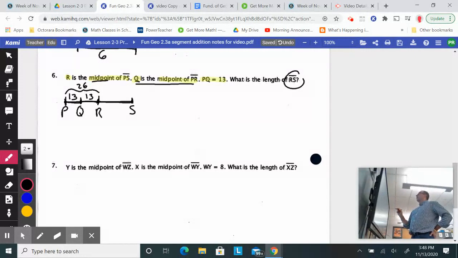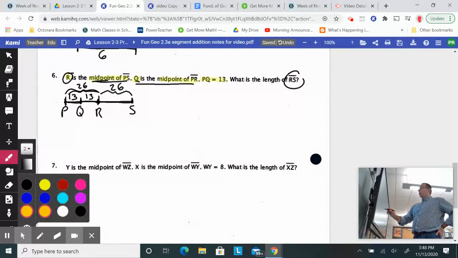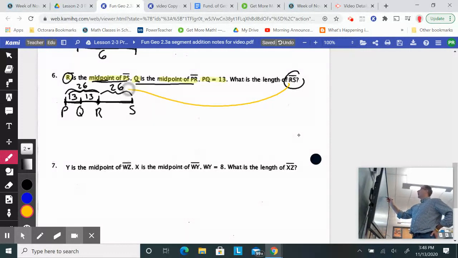And remember from earlier, R is the midpoint of P to S. So R is in the middle. That means this distance here has to be the same as from P to R, which is 26. So that's also 26. And that's what the question says. What's the distance from R to S? It's going to be 26. That's what you tap in.